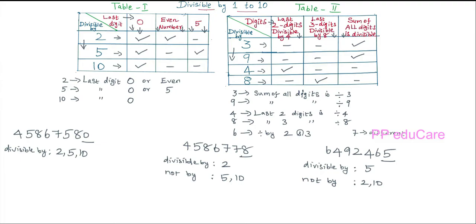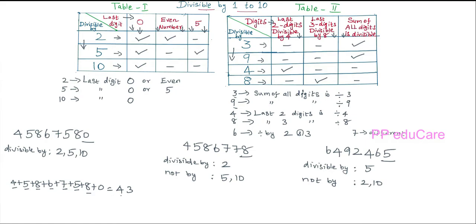The divisibility rule of 3 is that the sum of all the digits is divisible by 3, and the divisibility rule of 9 is that the sum of all the digits is divisible by 9. Find the sum of the digits of the first number. 4 plus 5 plus 8 plus 6 plus 7 plus 5 plus 8 plus 0. Then the sum is 4, 9, 17, 23, 30, 35, 43. The sum of the digits of the first number is 43. So find whether this 43 is divisible by 3 and 9.